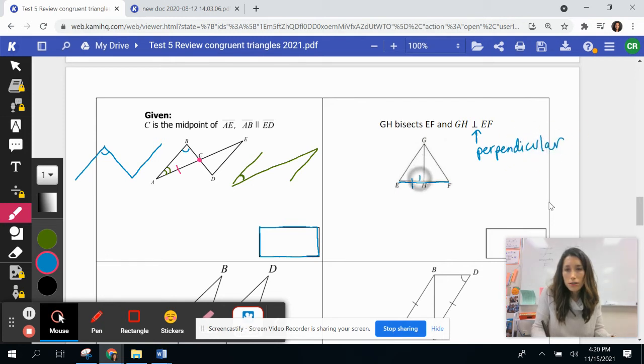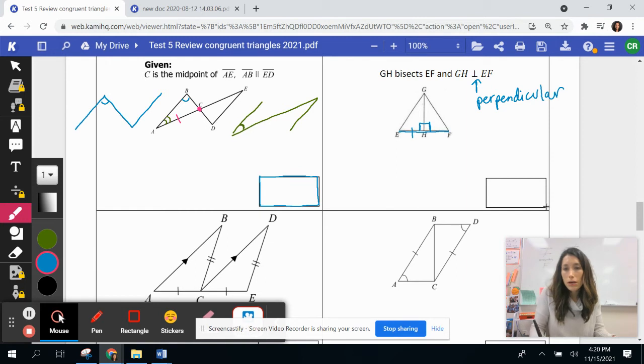Add that to your diagram. And then you have another side that would be congruent. So add that to your diagram as well, and go ahead and now state why these triangles are congruent.